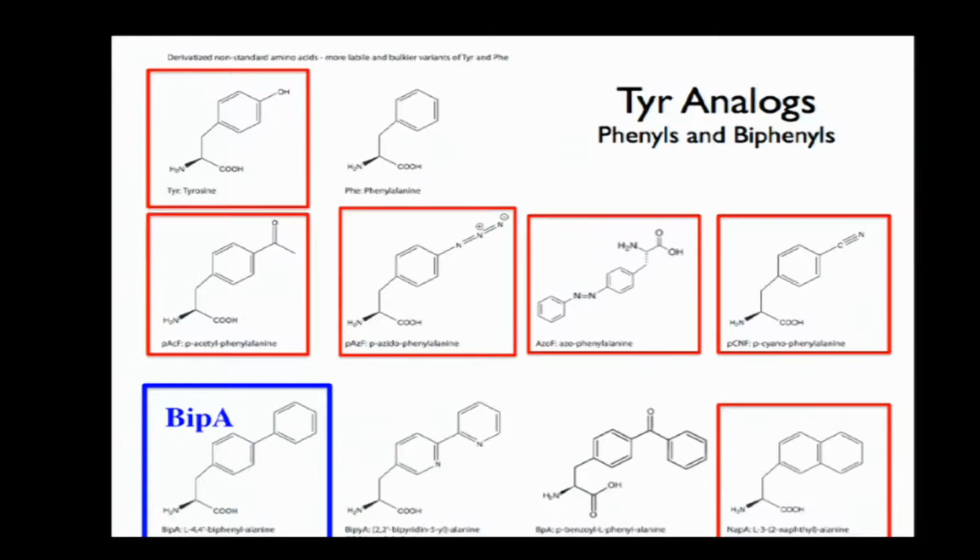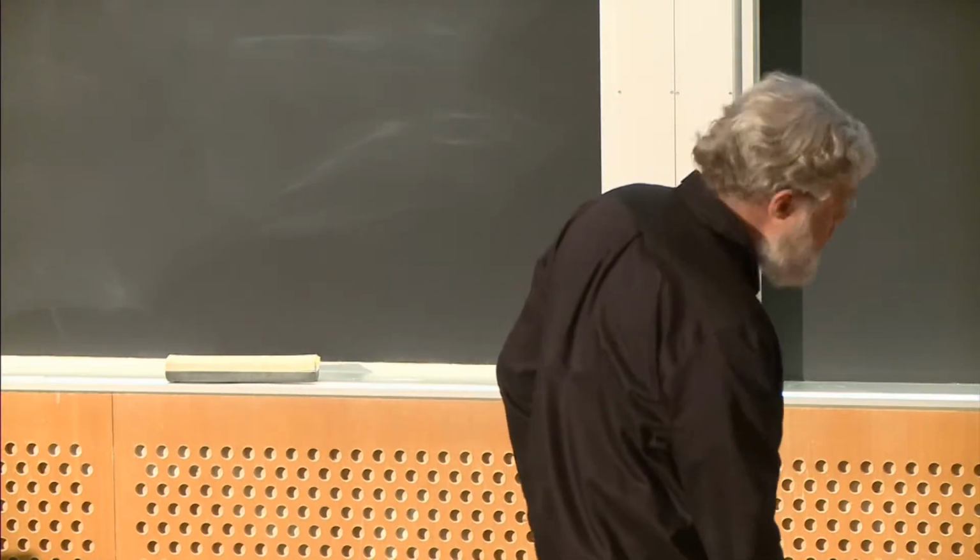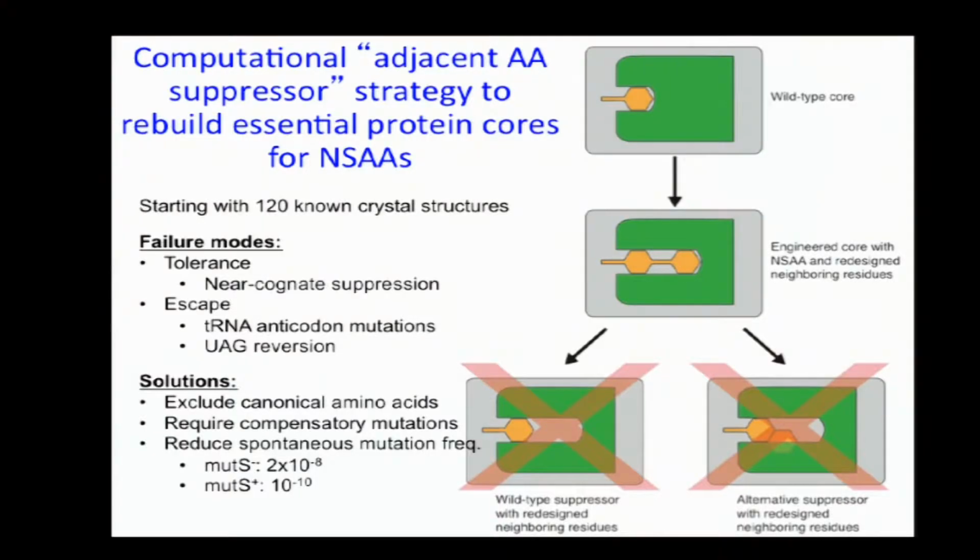Here's one that's a biphenylalanine, so it's got 2 benzene rings instead of 1. And so it's bulkier than any other amino acid, any naturally occurring one. And we wanted to ask, can we make those essential genes that I've been talking about addicted to this amino acid? And so we did, by this computational protein design strategy.